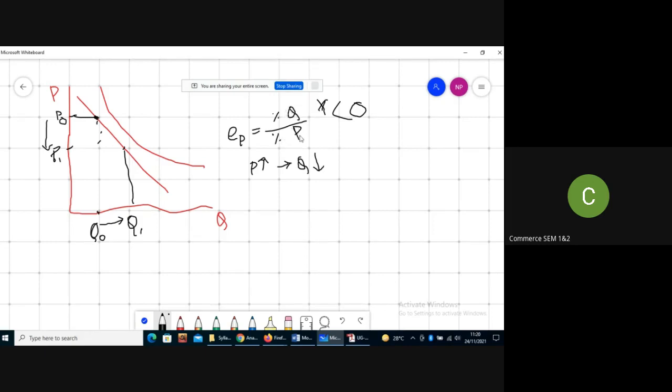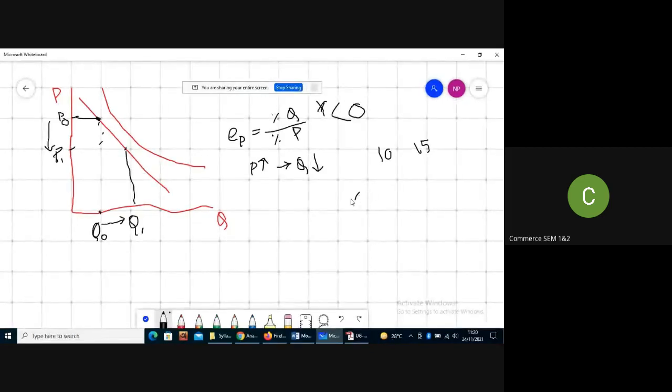Say the price rises from 10 rupees to 15 rupees. So what is the percentage change in price? It is 15, the new price, minus 10, the old price, divided by the old price. So it will be 5 by 10, or half.